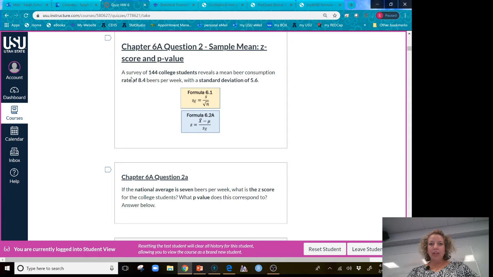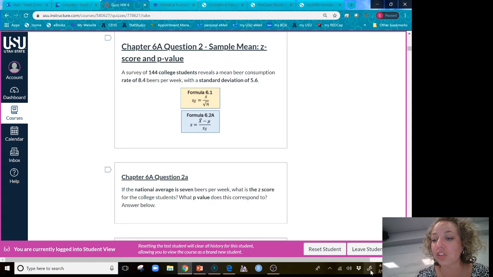Background. Yeah. So the survey is of 144 college students. So that's our, what letter would we use for 144? N. Reveals a mean beer consumption of 8.4. 8.4 is what symbol? X bar. With a standard deviation of 5.6. 5.6 is S of X. That is S of X. I thought that's what it was, but S with a little x. No bar. Is that the same thing as S? Yes.